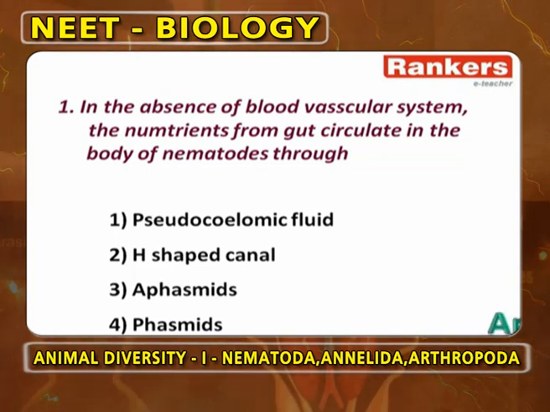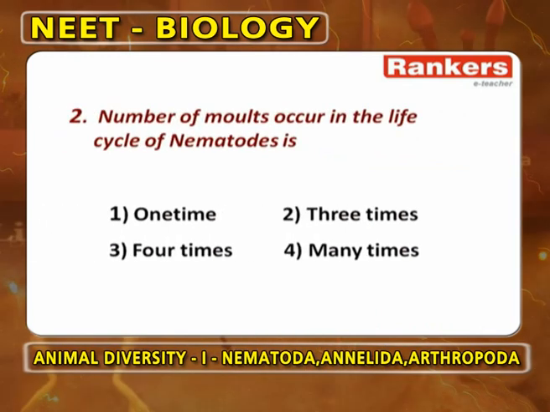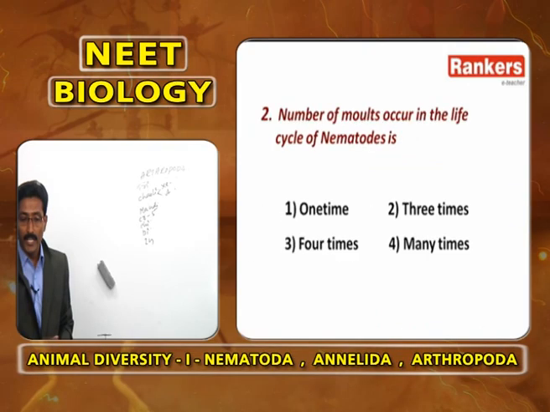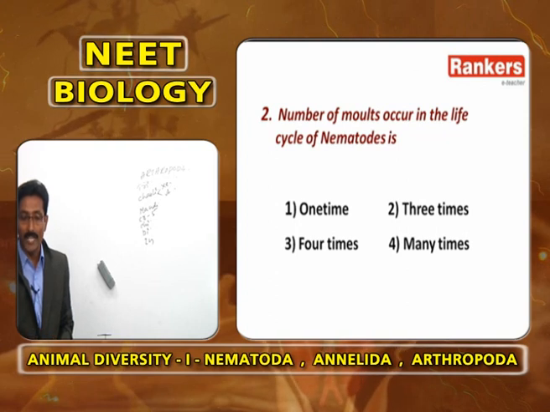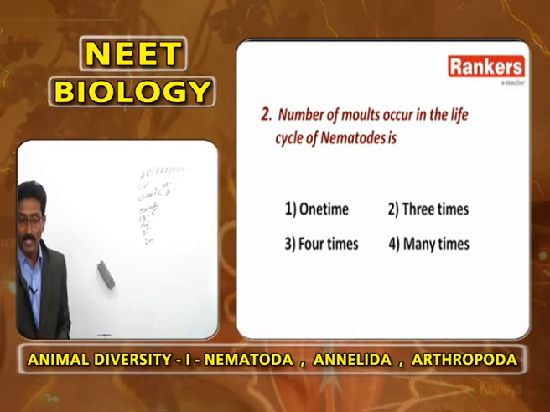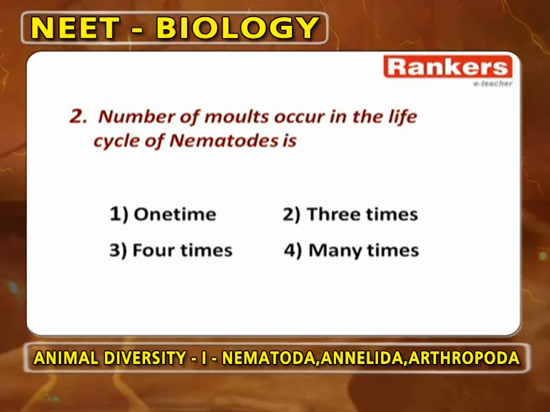What is the next question? The second one is the number of molts that occur in the life cycle of nematodes. In all nematodes, during development, the larvae undergo how many moltings? 4 moltings. After completing the 4 moltings, we get the adult or mature stage.